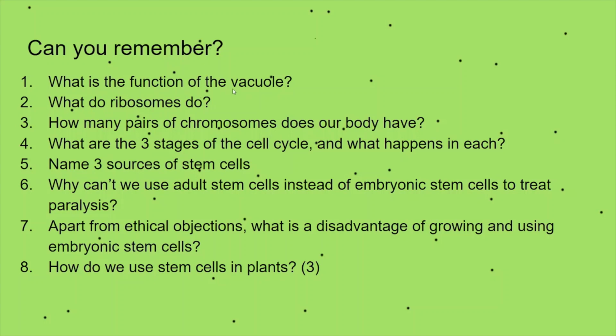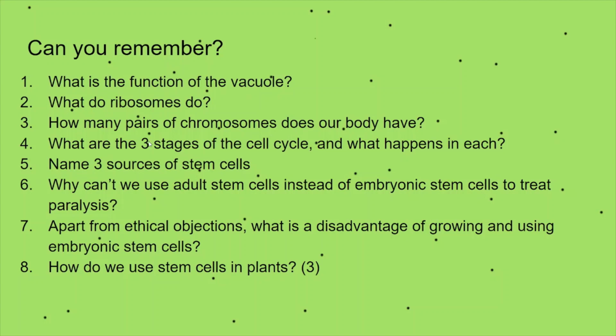So, function of the vacuole, it has various functions, but the most important one is that it stores the cell's sap. Ribosomes make protein through protein synthesis. Our body has 23 pairs of chromosomes. The 3 stages of the cell cycle are preparation, mitosis, and division.